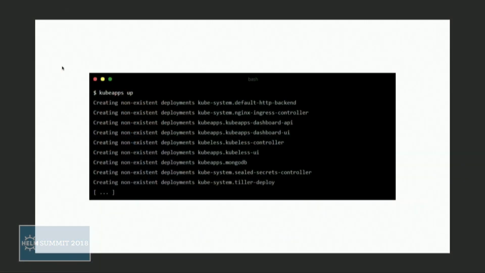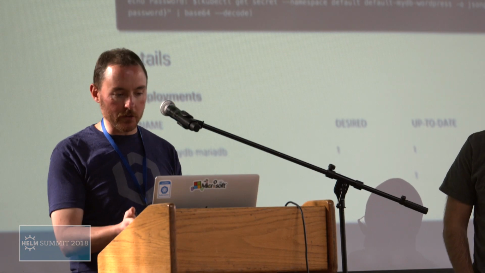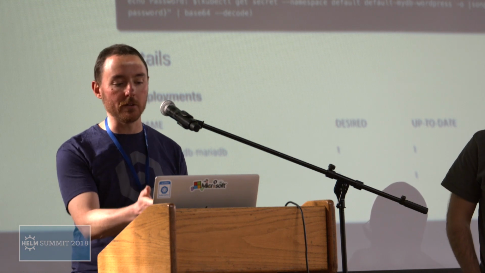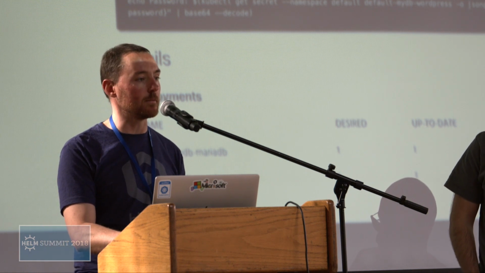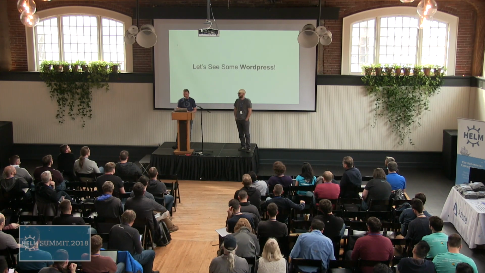First of all, it's very easy to install. kubeapps up installs a bunch of stuff into your cluster. Then you type kubeapps dashboard, and it fires up your browser pointing to the dashboard. Then you can scroll down, choose, in this case, WordPress, and you get something like that. That's basically the I've-installed-a-chart screen. All right. As we all know, Kubernetes is really just a hardware abstraction layer for WordPress.